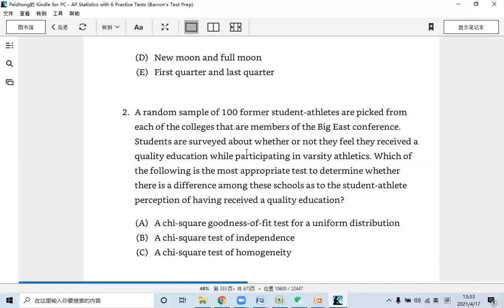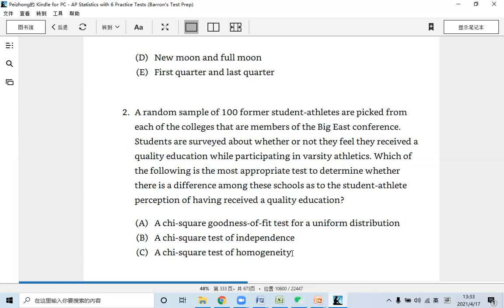Homogeneous means the same, sharing the same characteristic. You're testing, do these different samples share the same characteristic or not? Are they very similar to each other? This would be a test of homogeneity. When you have different samples, you test for homogeneity among the different samples.